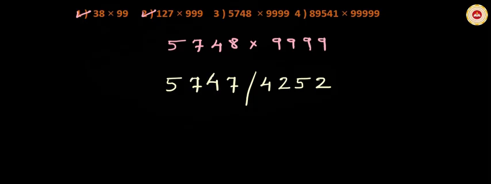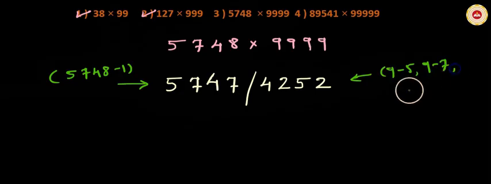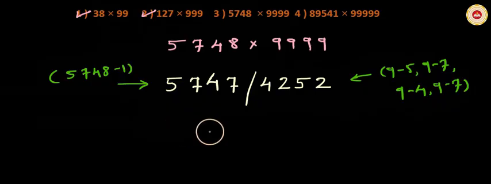See, let me write again. How did we calculate left part? We subtracted 1 from the multiplicand and wrote the answer in left part. How did we calculate right part? We subtracted these digits from 9. 9 minus 5, 4, 9 minus 7, 2, 9 minus 4, 5 and 9 minus 7, 2. Right? So friends, we calculated these two parts.